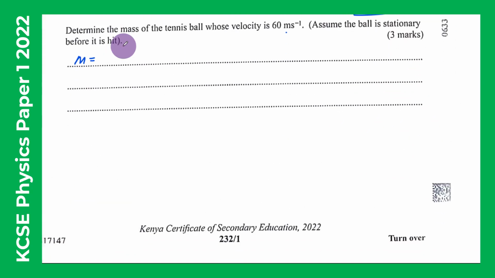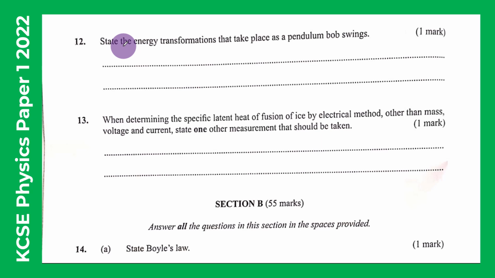Let's look at question 12. Question 12 is about energy transformation that takes place as a pendulum swings. What is the situation here? This may be the support for the pendulum. It is displaced through a certain small angle there, and it starts to swing. This is its equilibrium position. So let's look at the energies that it has in these different positions.